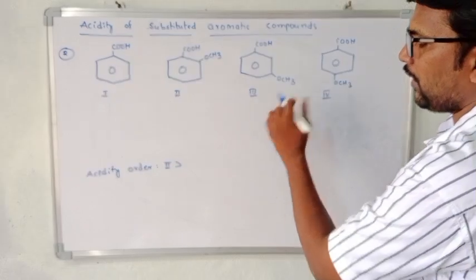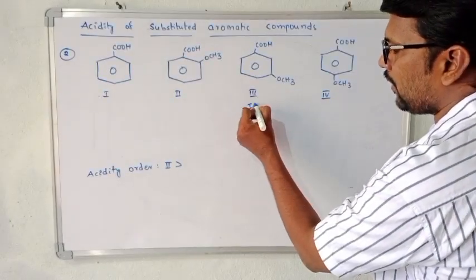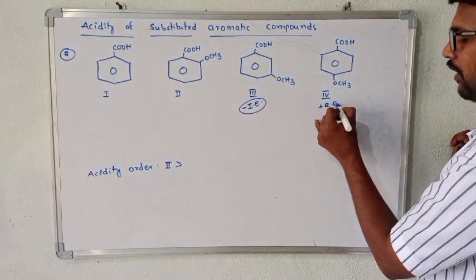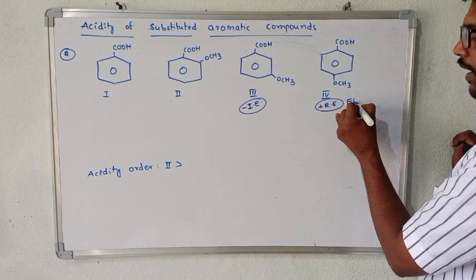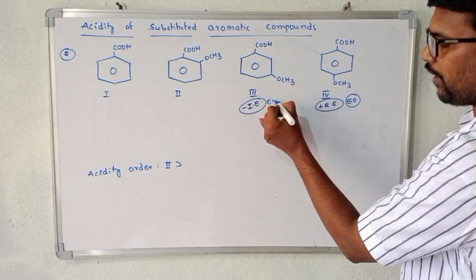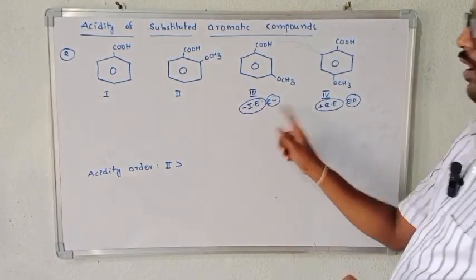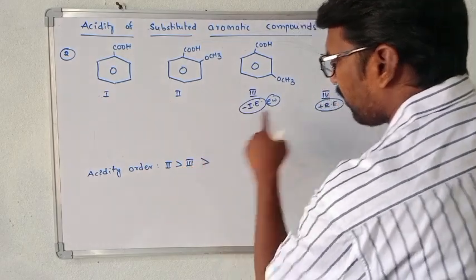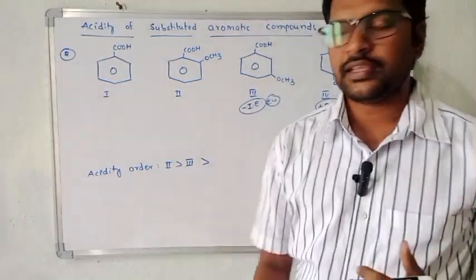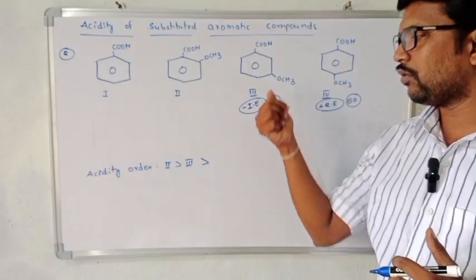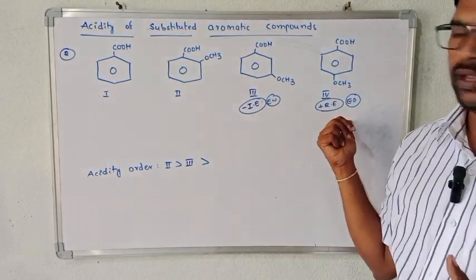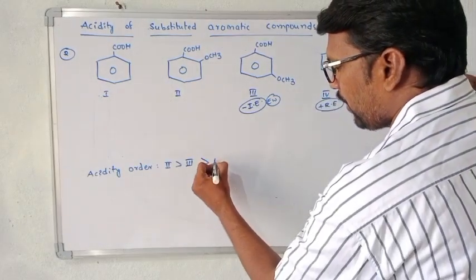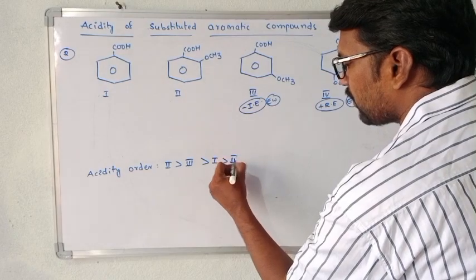Now we see the meta position. At the meta position it again has minus I nature. But when you see the para position, this OCH3 has plus R, the resonance effect. So here it acts as electron withdrawing, and there it acts as electron donating. When you compare these two, meta is more acidic, because groups with electron withdrawing nature increase the acidity. So here it acts as an electron withdrawing group, that's why it is more acidic than para. In para, electron donating is present, but what about the standard? When you compare standard and para, standard is more acidic than para.